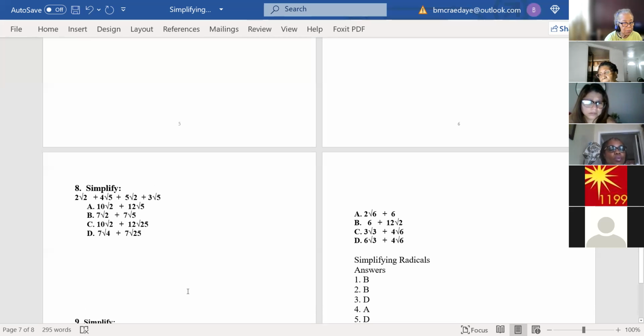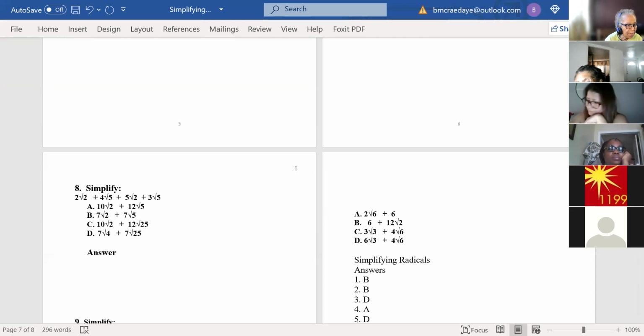Okay, so 3 and 4. Alva? Yeah, I'm coming, Miss Barbara. So what is your answer? Okay, so add the coefficients with the ones with the same radical, same radical and radicand. That's two. So what would be your answer? I would say it's A.